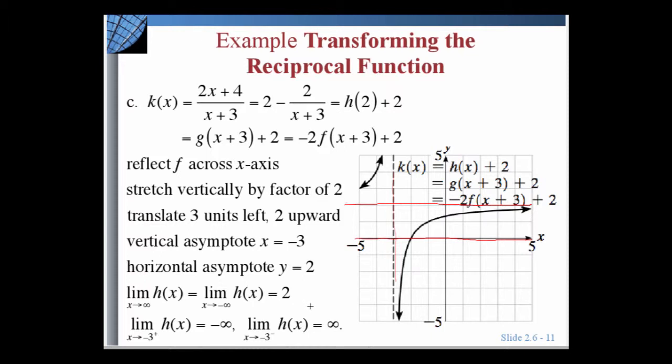And here is our limiting behavior. What happens to the function as x goes to infinity and negative infinity? The limit equals 2. What happens as our x values approach negative 3 from the left and the right? As we approach from the right, negative infinity, because the graph goes this direction, and as we approach negative 3 from the left, the graph is going upward, so that is a positive infinity limit.